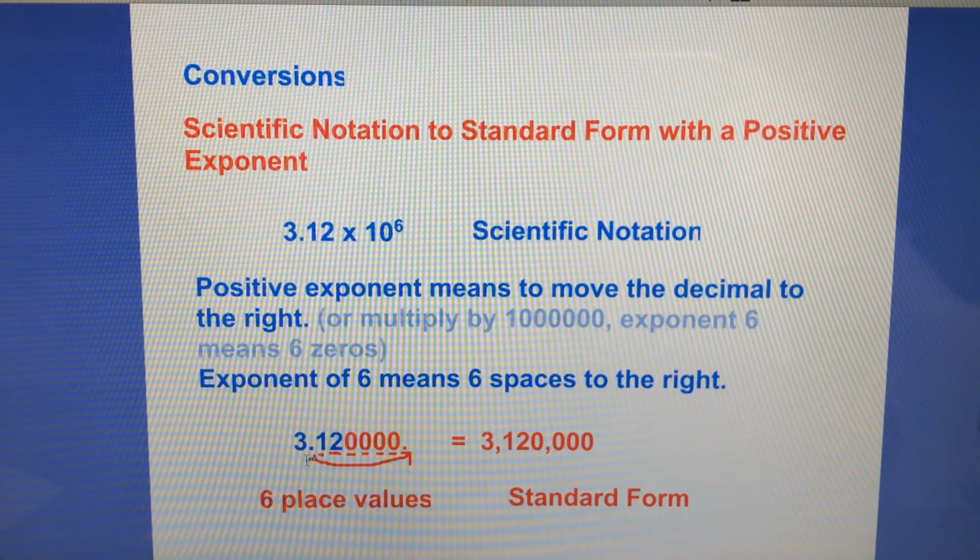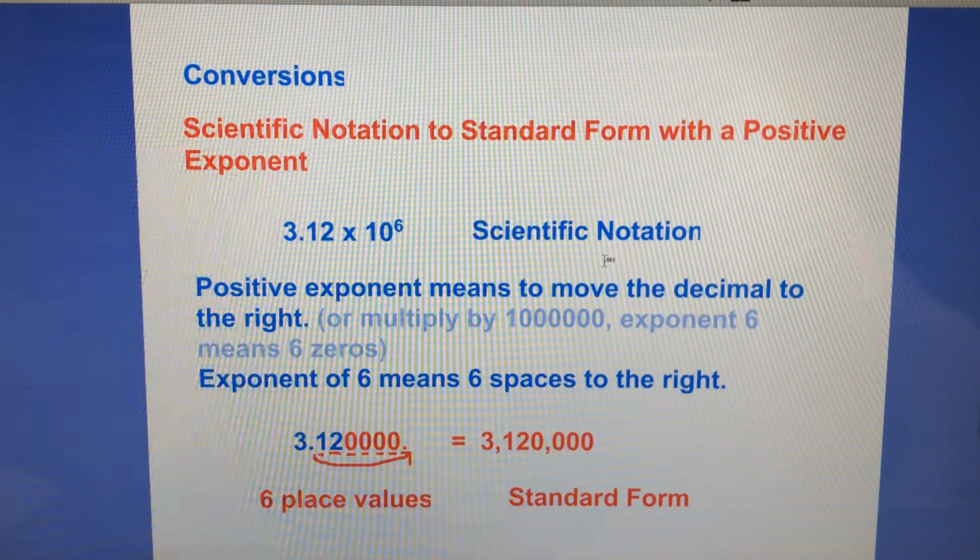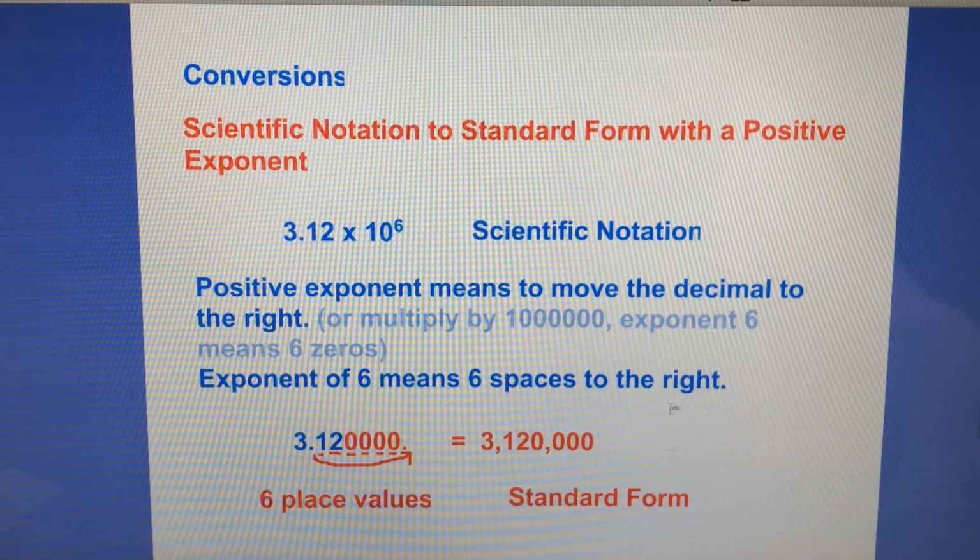So here's my decimal right after the 3. I can count 1, 2, 3, 4, 5, 6. Place my new decimal. Now go in and put in my commas. 3,120, or 3,120,000. I'm so sorry. 6 place values. Now it's in standard form. Notice the difference. Scientific notation, standard form.